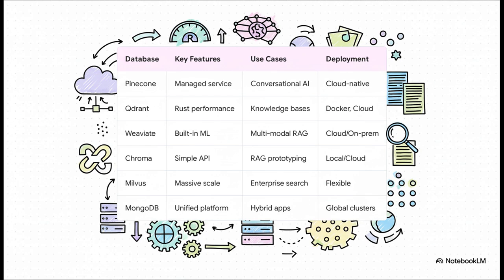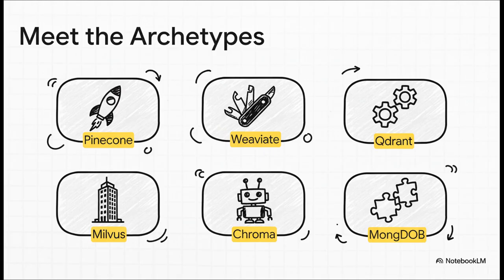As you can see, each one has its own vibe, its own strengths, and is really built for different kinds of jobs. To make this a little easier, let's just group them into archetypes. Think of Pinecone as the performance leader. It's managed for you and it's fast. Weaviate is the feature-rich option. It's got all the bells and whistles. Qdrant, that's the efficiency champion, built in Rust for raw speed.